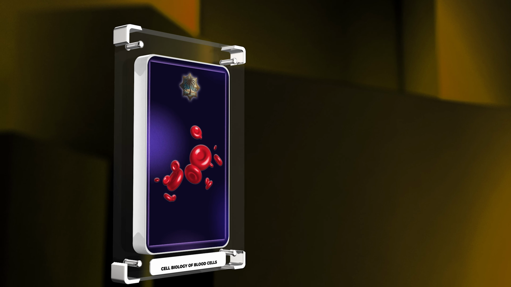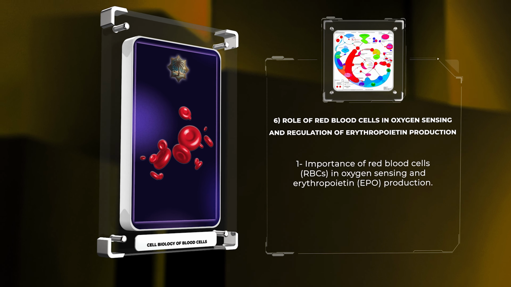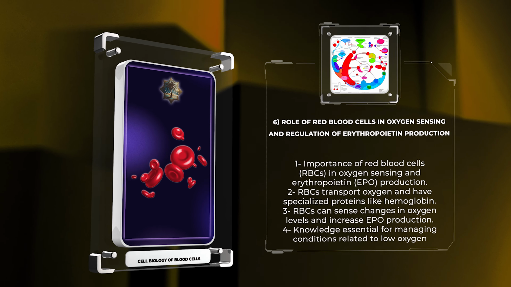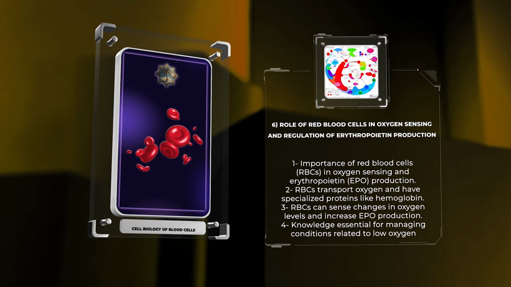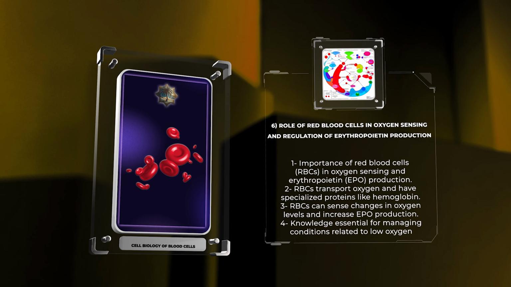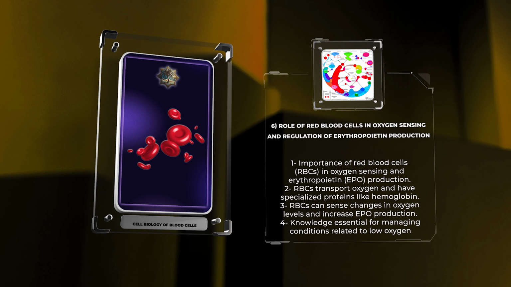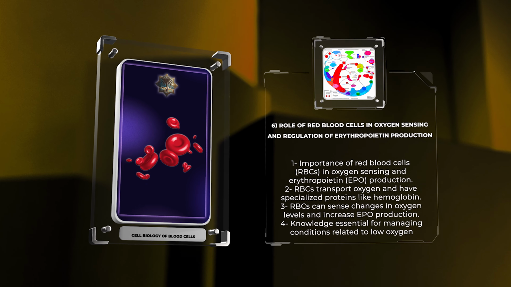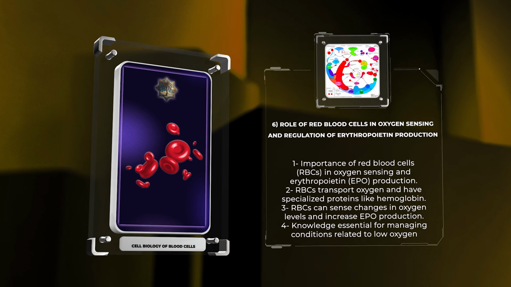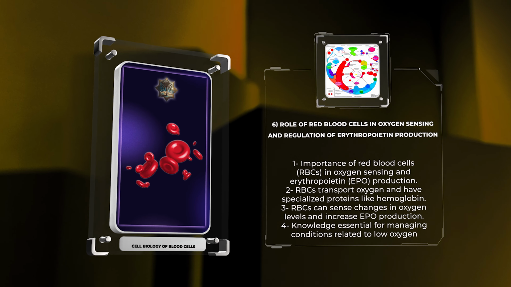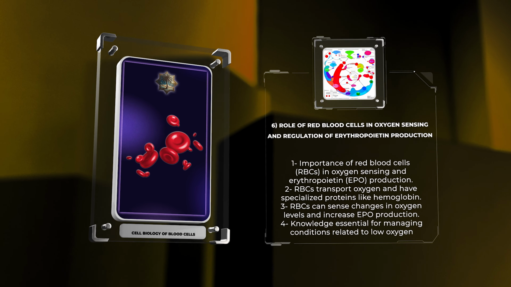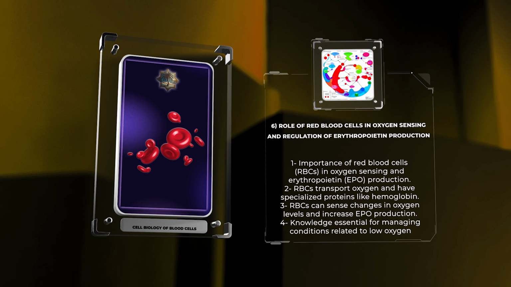In this section, we will discuss the importance of red blood cells, RBCs, in oxygen sensing and the production of erythropoietin, EPO. RBCs are responsible for transporting oxygen and have specialized proteins, like hemoglobin, that bind and carry oxygen. They also have the ability to sense changes in oxygen levels and respond by increasing EPO production. This knowledge is essential for managing conditions related to low oxygen levels, such as anemia and hypoxia.